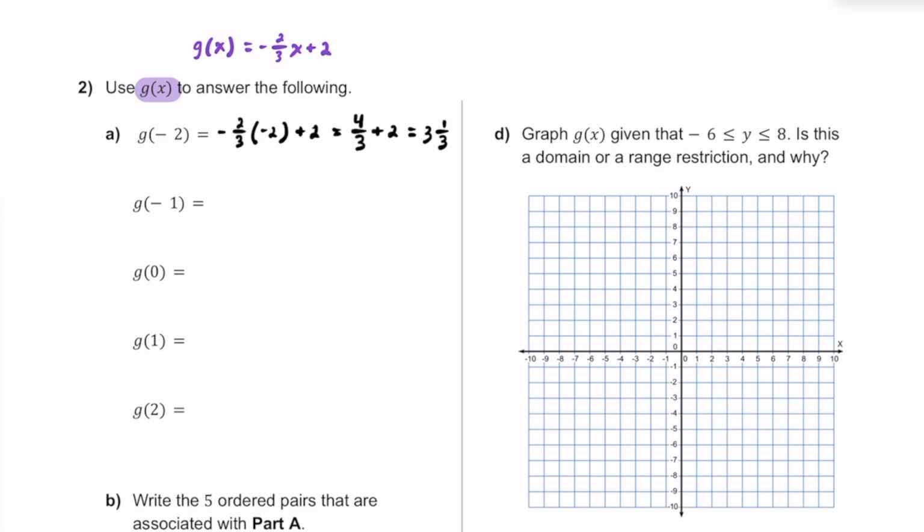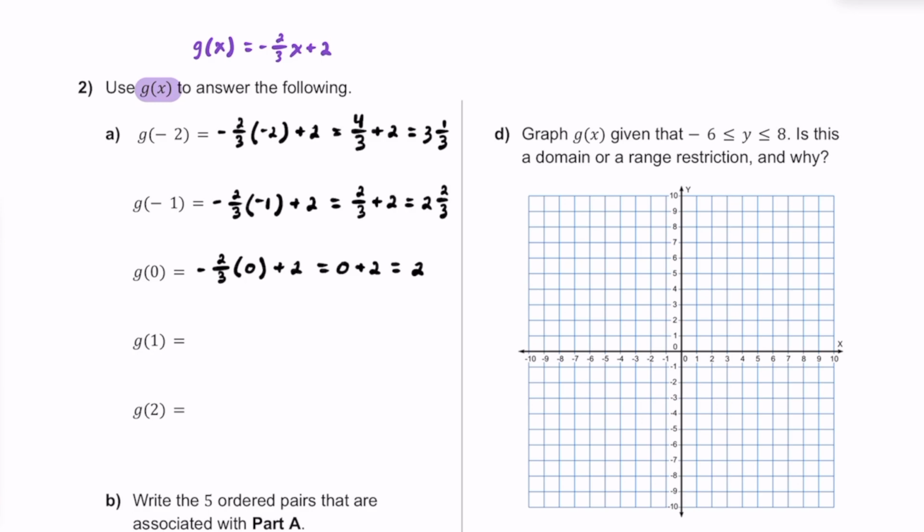Okay, let's see here. For g of negative 1, let's go ahead and take our g function. We have negative 2/3 multiplied by, this time, negative 1. Then we're going to add on 2 afterwards, right? Now, negative 2/3 times negative 1 is going to be positive 2/3. Positive 2/3 plus 2 is just going to be positive 2 and 2/3. All right, what about g of 0? Here we're going to have the coefficient of negative 2/3. This time we're going to multiply this by 0, then add on 2. So negative 2/3 times 0 is going to be 0. So we have 0 plus 2, and that's going to be equal to 2.